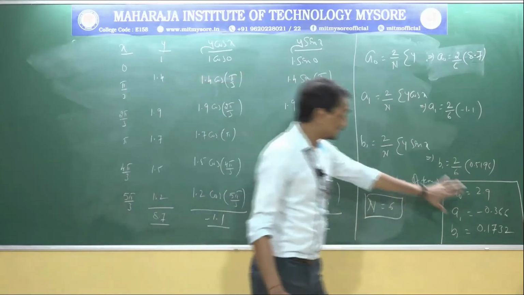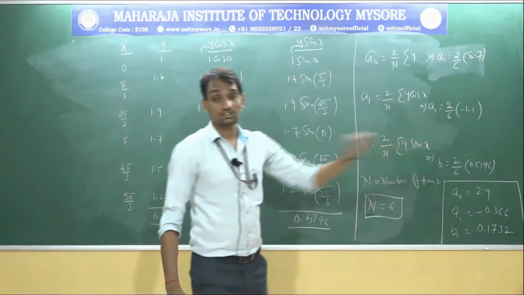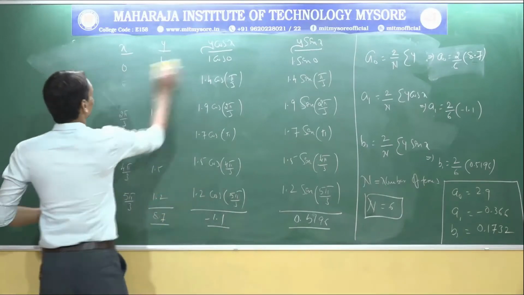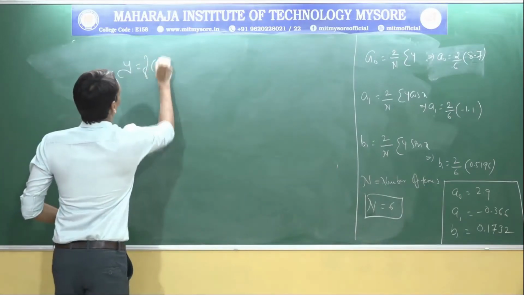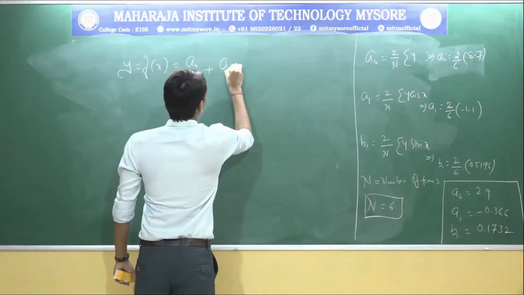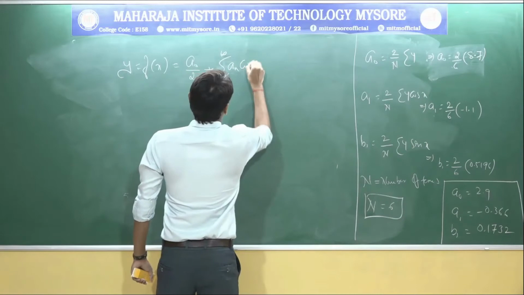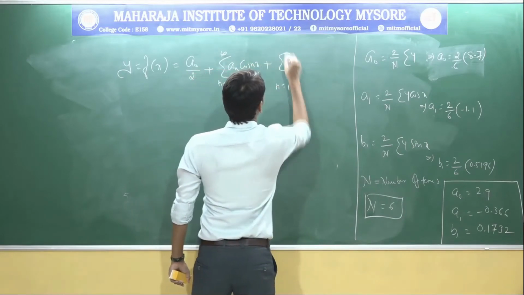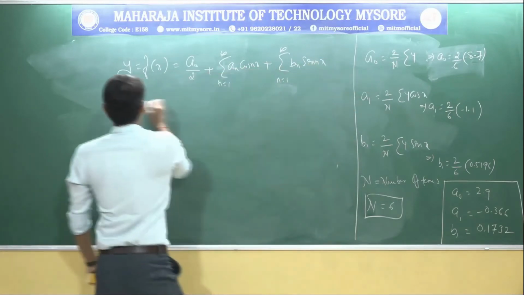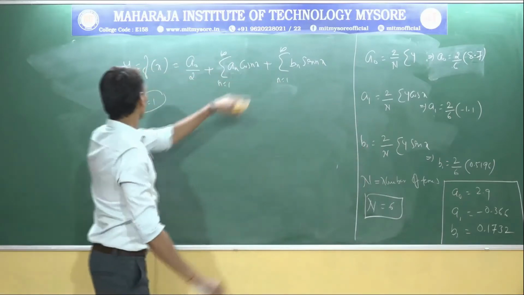After simplifying this equation, you got these three values. This is not the final answer. After calculating all the values, we need to substitute in f of x. Y equal to f of x, which is equal to A naught by 2 plus summation from n equal to 1 to infinity An into cos nx plus summation from n equal to 1 to infinity Bn into sin nx. Now I substitute n equal to 1 because you have calculated A1 and B1 values, so n equal to 1.